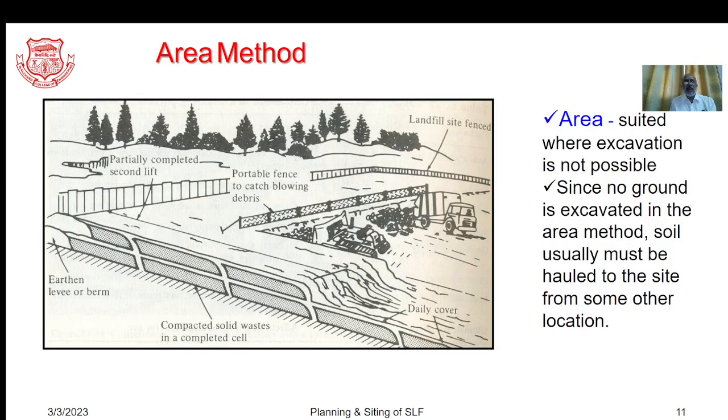In the area method, excavation is practically not possible. So under those circumstances, one can have the site under consideration fenced, and accordingly various cells and lifts can be designed in consideration of the availability of the area. Here, as the ground is not excavated in this method, soil usually must be hauled to the site from some other locations. So this is one of the limitations as far as the area method is concerned.